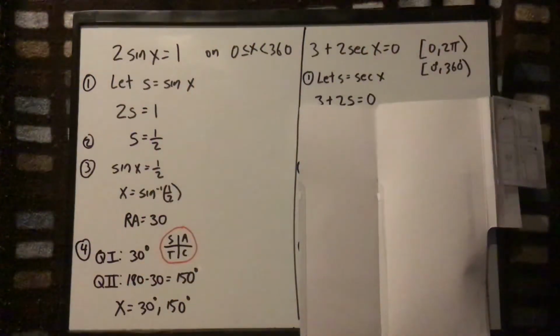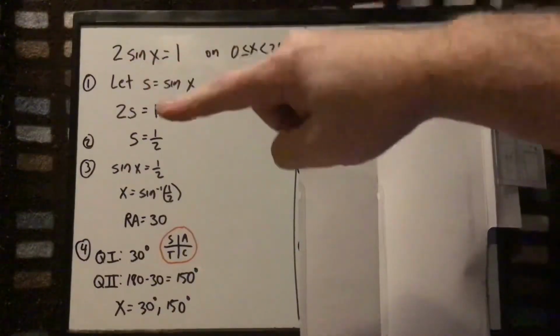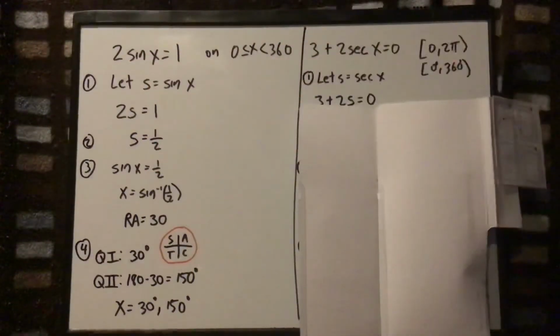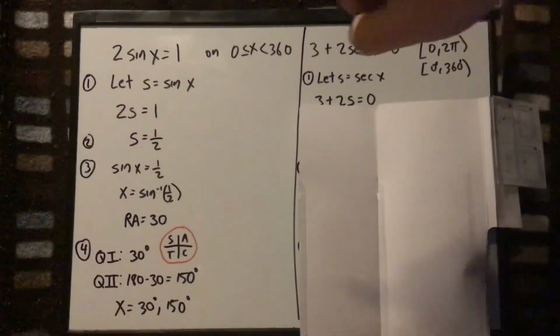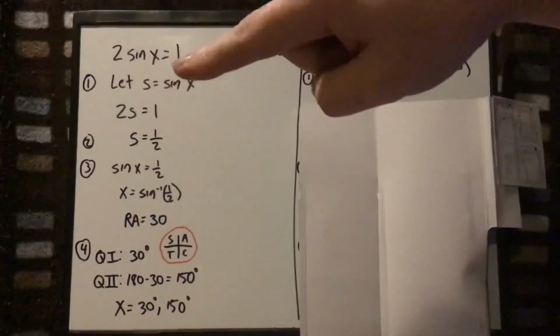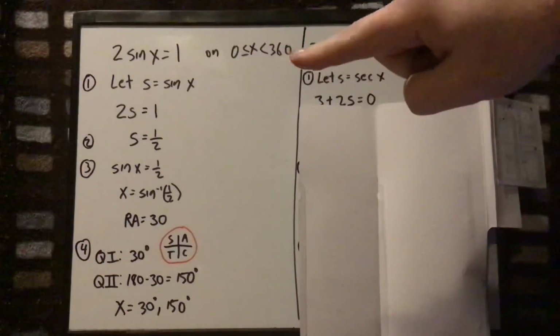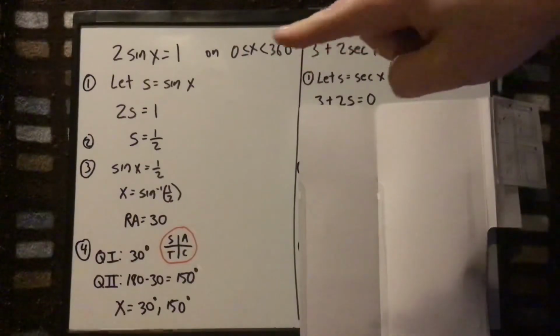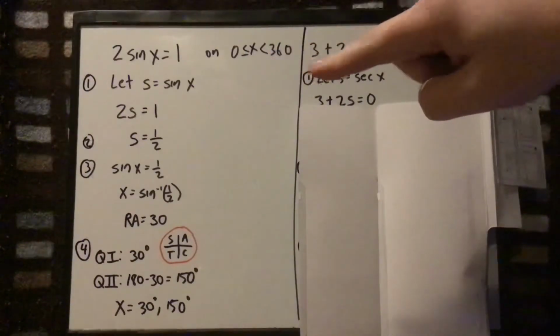I have the steps referenced, so the circle with the number in it, like circle 1, circle 2, circle 3, is me showing each step. So the original problem is 2 sine x equals 1, and there's the domain. I want to solve from 0 to 360.